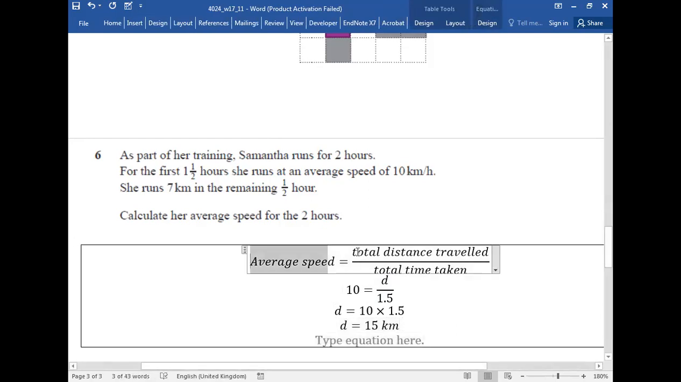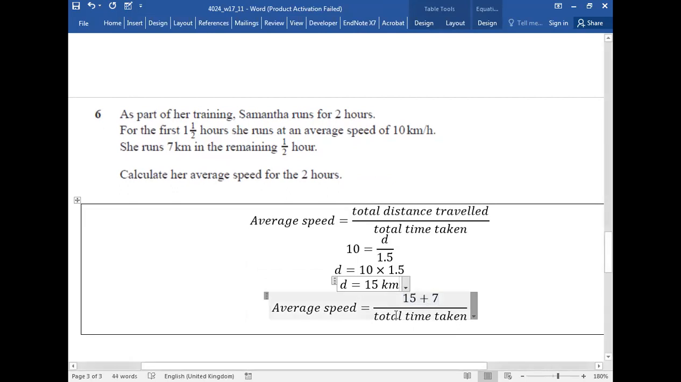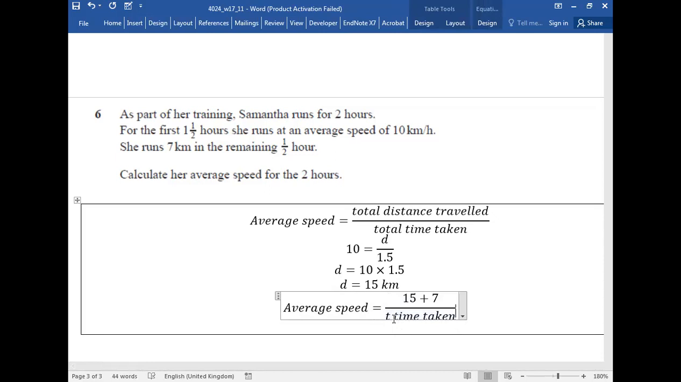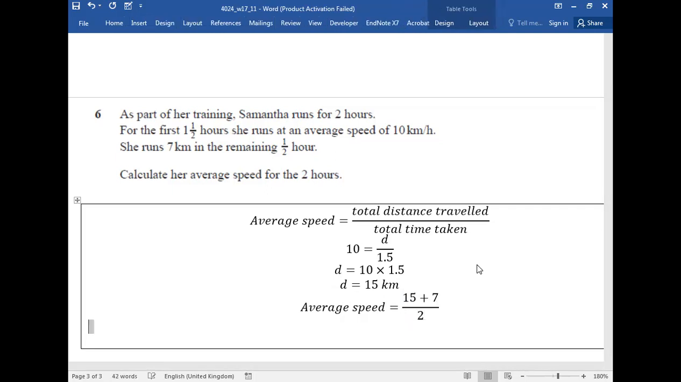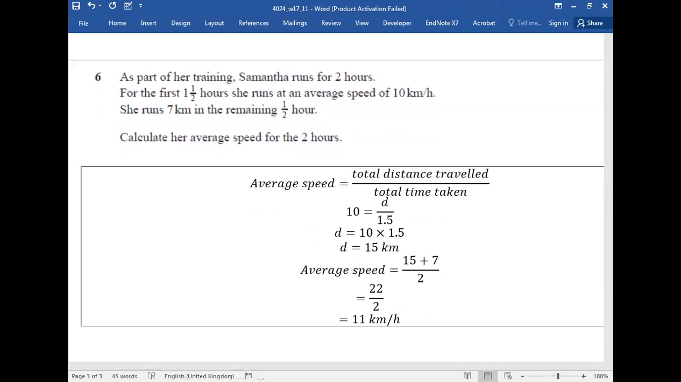Very good. Now we'll use average speed. Now we know the total distance. What is the total distance traveled? 15 plus 7. And the total time is 2. So please be very careful when finding average speeds. You must focus on finding the total distance and the total time. So 15 plus 7 is over 2. So average speed is, please write it down and understand what you are doing, why you are doing so. Is this clear?